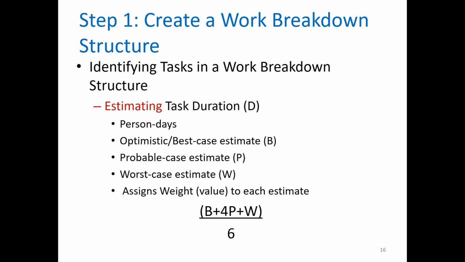So with that said, the formula is you have the best case estimate plus 4 times your probable case estimate plus your worst case estimate, and you divide the value by 6. That will give you an estimated task duration.